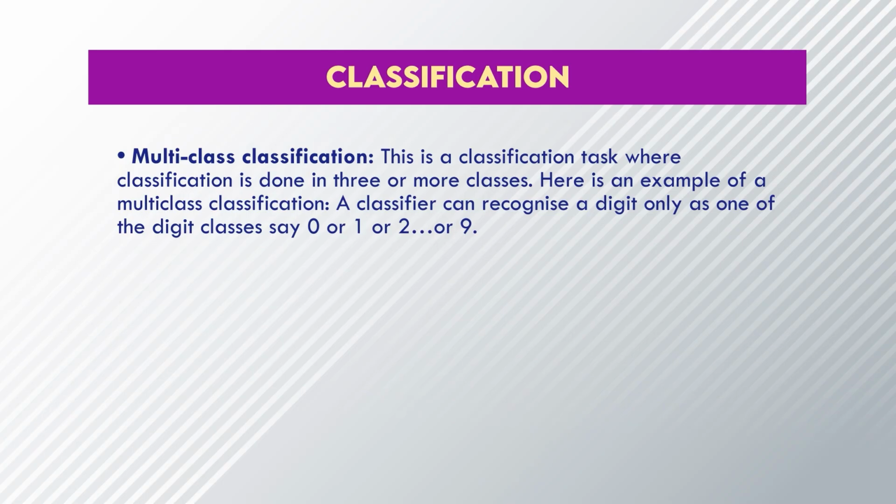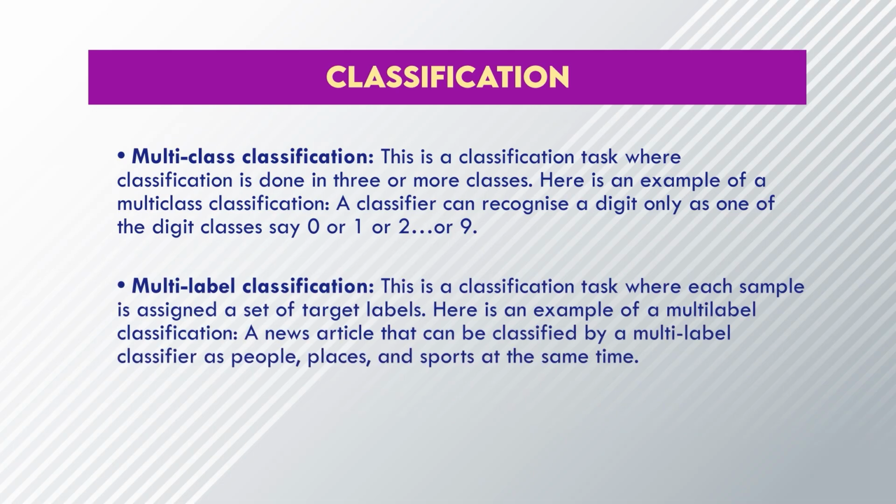An example of multi-class classification is digits. There are digits 1 to 9, or 1 to 100, and each represents a category. If the digits are 1 to 4, these are four different categories. Similarly, multi-label classification is a classification task where each sample is assigned a set of target labels. For example, a news article can be classified by a multi-label classifier as people, places and sports at the same time. A particular newspaper has a people column, a places column and a sports column, so it can have multiple labels but is a single entity. That is referred to as multi-label classification.